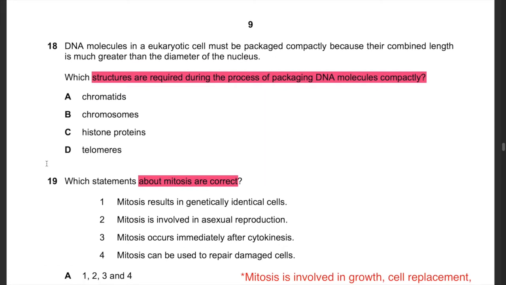Question 18. DNA molecules in a eukaryotic cell must be packaged compactly because their combined length is much greater than the diameter of the nucleus. Which structures are required during the process of packaging DNA molecules compactly? So, in order to pack DNA molecules close together, histone proteins are the main requirement. Therefore, the answer is C.